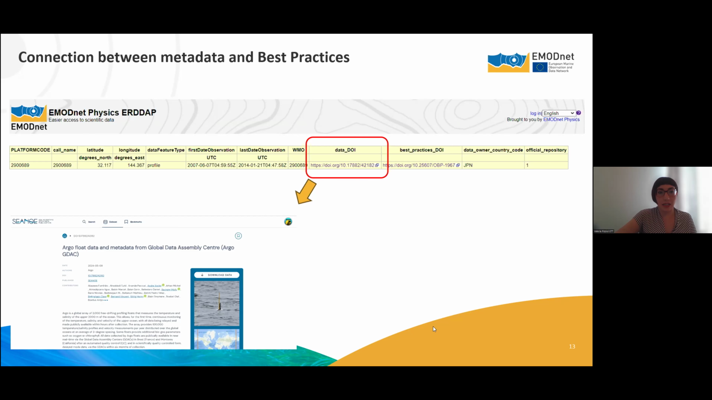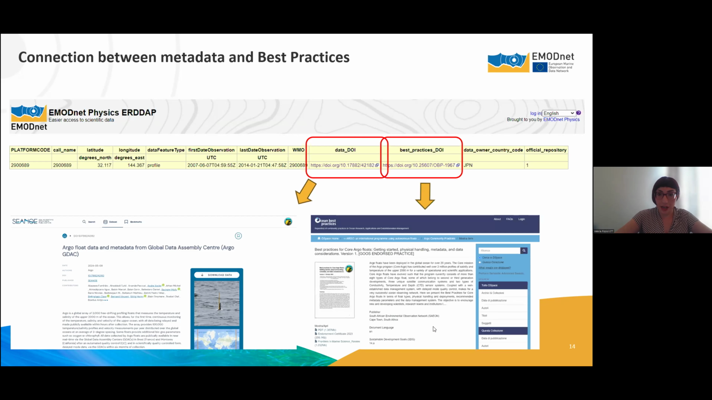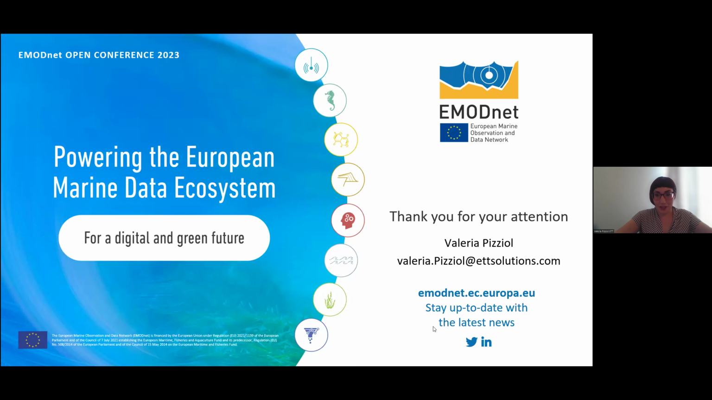So nowadays, in many datasets presented in EMODnet, and with a growing number, there is a DOI which is connected to the dataset. As you can see, for example, this is linked to the Argo floats data and metadata from the Global Data Assembly Center, and the best practices that are connected to that kind of data, that kind of sensor, that kind of methodology. So this is something that we are really pushing towards, to even better link the use of metadata to the knowledge and the better use of the best practices. So thank you for your attention.